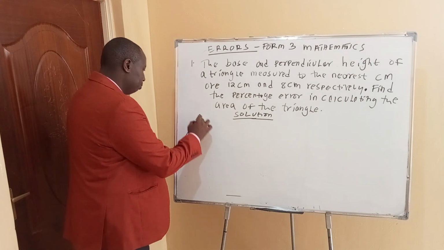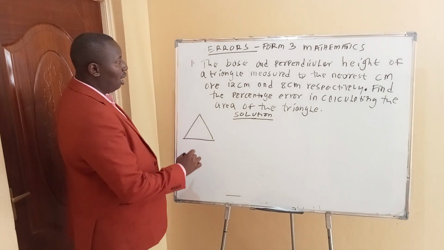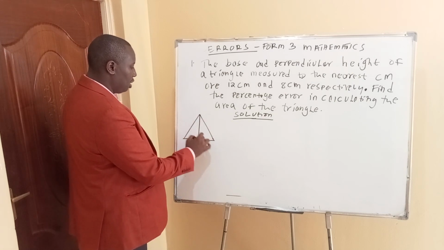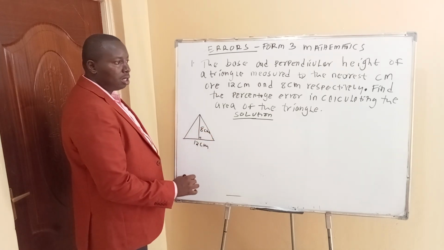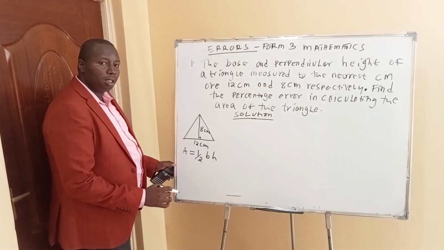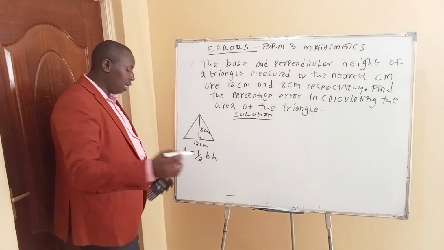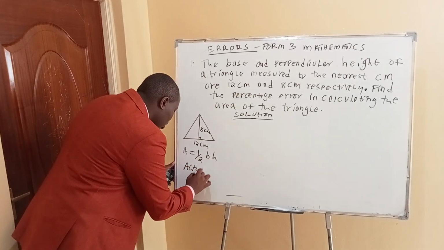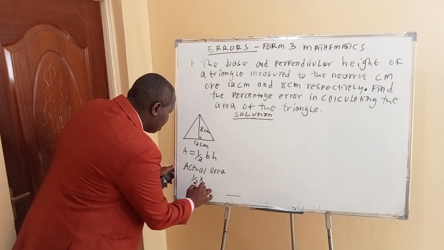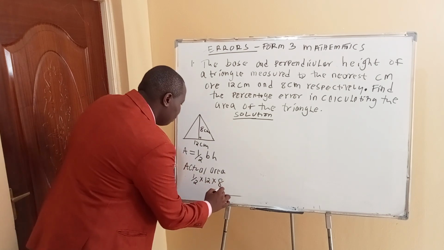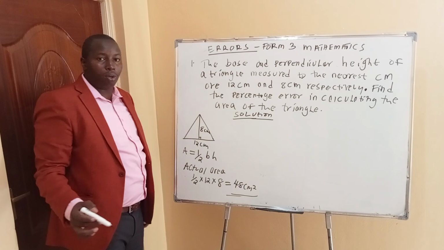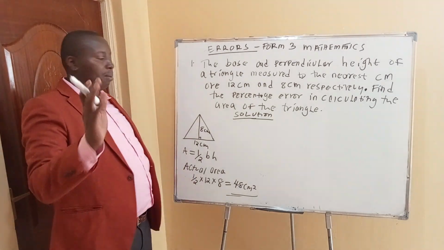So draw the triangle here. Our base is 12 centimeters and our perpendicular height is 8 centimeters. How do you find the area of a triangle? Area of a triangle is got by a half base times height. So find the actual area. The actual area of this triangle will be a half times base 12 times the height 8. This equals 48 centimeters squared. That is the actual area. That's step number 1.